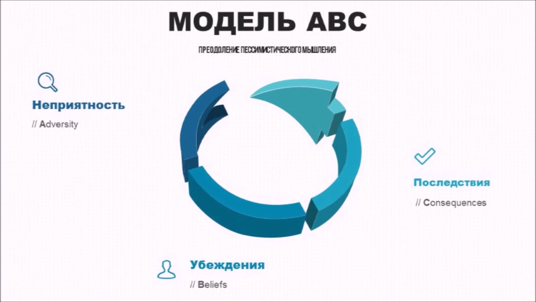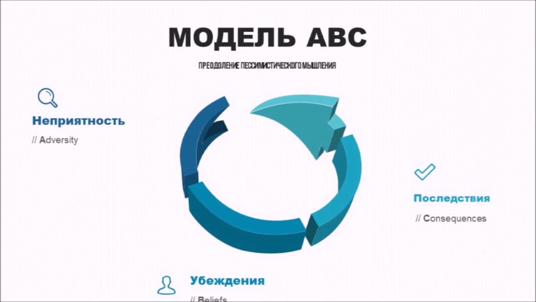Example. A, a colleague made a comment. B, they want to humiliate me. I am not good enough. C, anger, desire to belittle them in response. The patient's task is to break down the reaction into these three components. This dismantles the illusion that emotions arise spontaneously. In reality, a belief always comes between the event and the reaction.